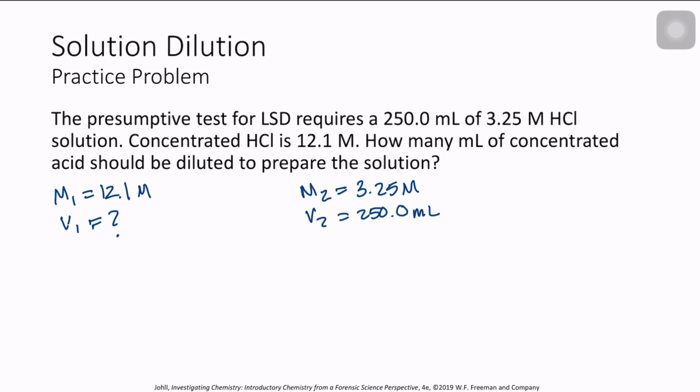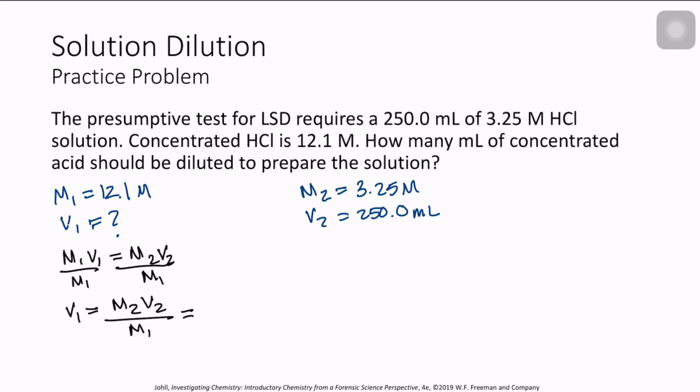When I plug this into my equation, M1V1 equals M2V2, I want to solve for V1. So I'm going to divide both sides by M1 so I can solve for my V1. When I rearrange my equation, I'm going to get M2V2 over M1. Now it's just a plug and chug situation. I can plug my numbers into my mathematical equation, then chug them out on my calculator.